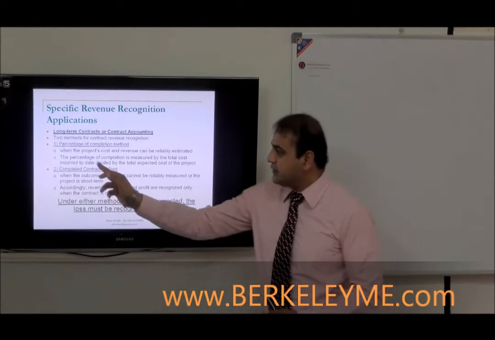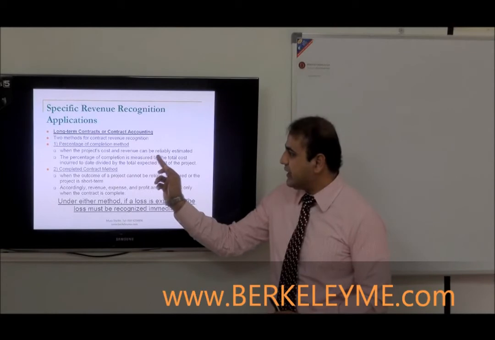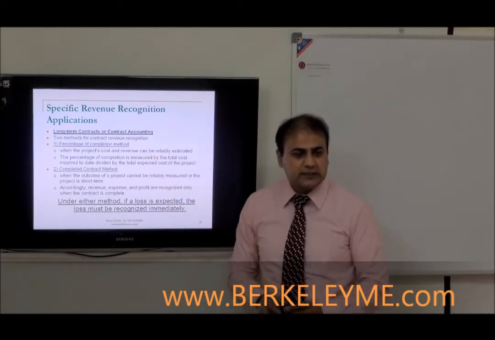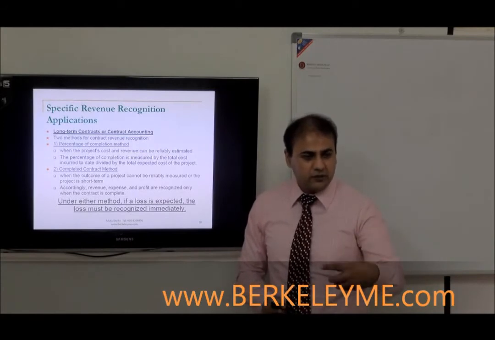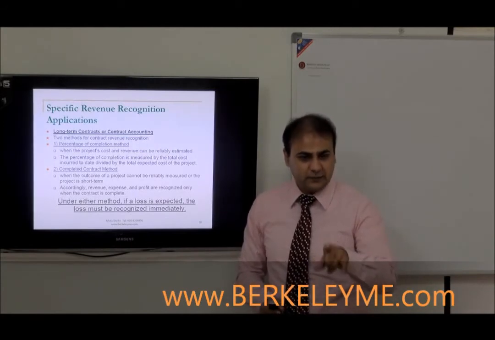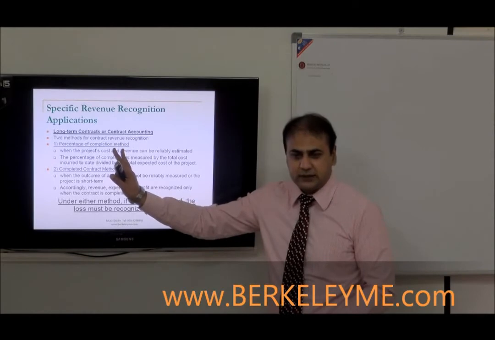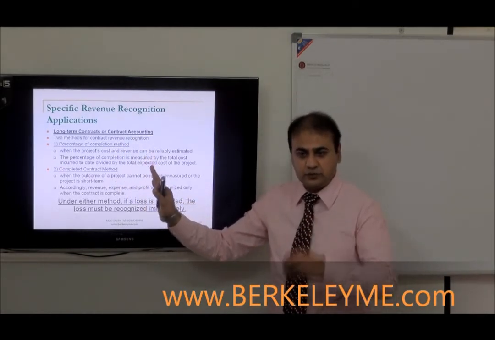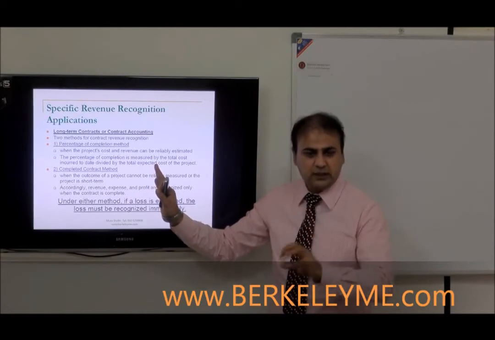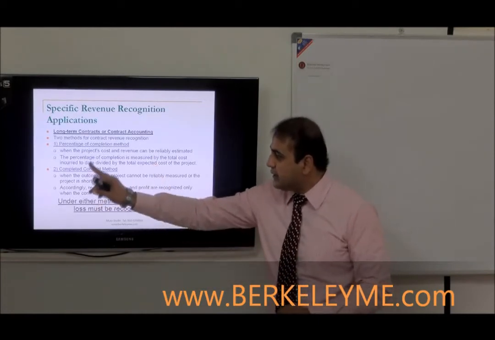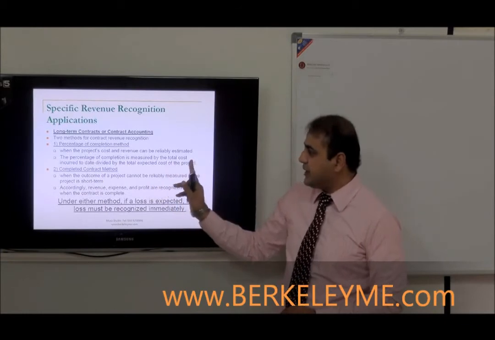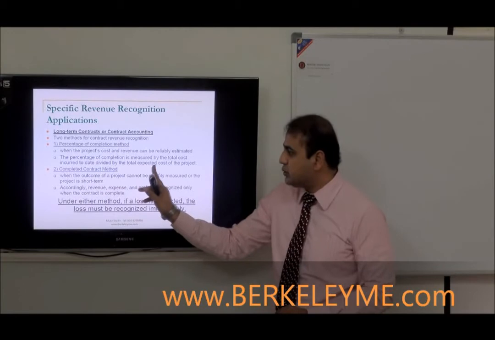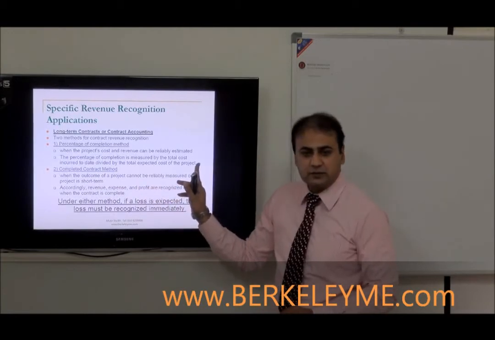What it says: when the project cost and the revenue can be reliably estimated, then we can use it. Sometimes the project revenue is not reliably estimated, then we cannot use this method. This method is only used when we are reliable about the project cost, revenues, and the percentage of completion is made by total cost incurred to date divided by the total expected cost of the project.